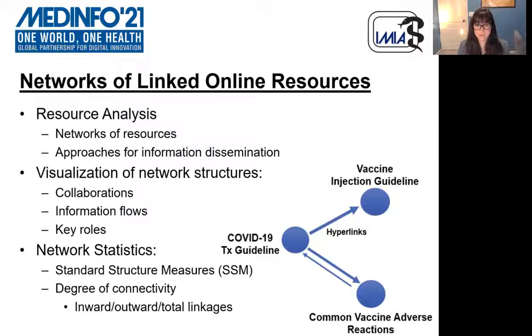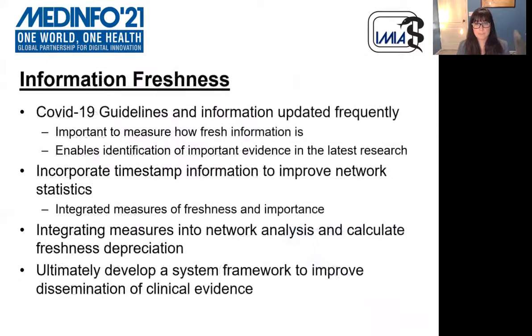From these standard structure measures, we can gain a lot of information about the interconnectedness and importance of resources within the network. However, that information is liable to change over time, and traditional network metrics do not consider the temporal aspect of the information contained within the node. The COVID-19 guidelines and other informational resources have been updating very frequently, given the rapidly changing nature of the broader understanding of and treatment of COVID-19. Therefore, it is important to measure how recently this information has been updated.